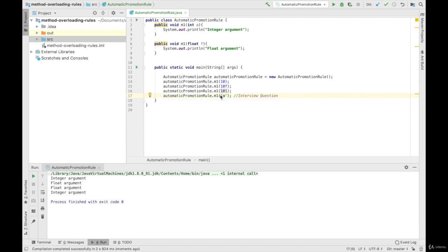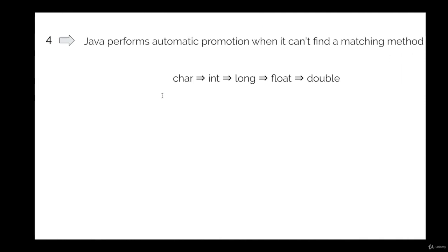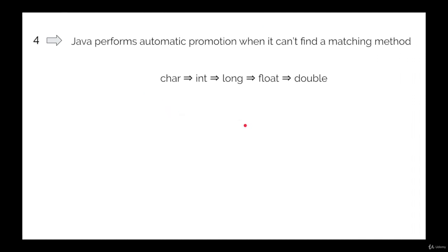So the next possible promotion for character is integer. You're supposed to keep this in mind, because my students have been repeatedly asked this particular question in interviews. So this is also one type of automatic promotion that is possible in Java during overloading when there is no matching method found. So byte can be promoted to short, which can in turn be promoted to integer, long, float, and double.